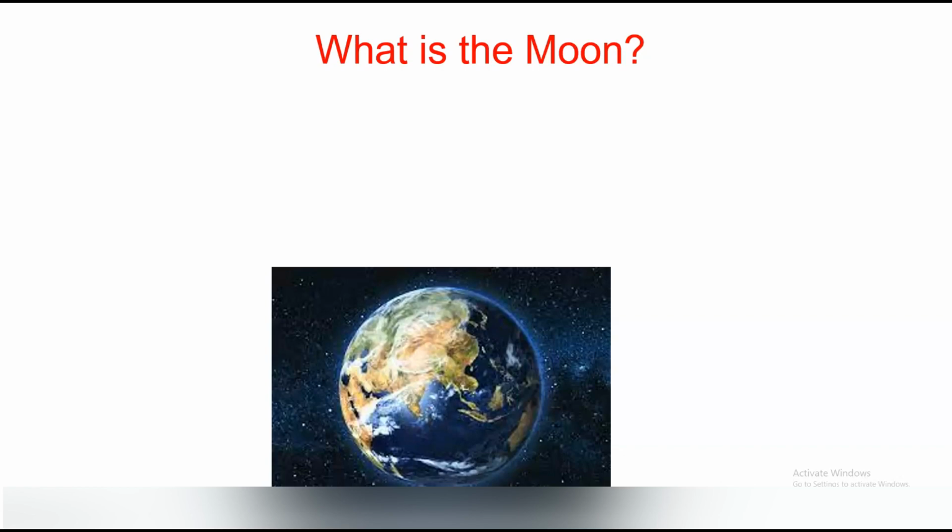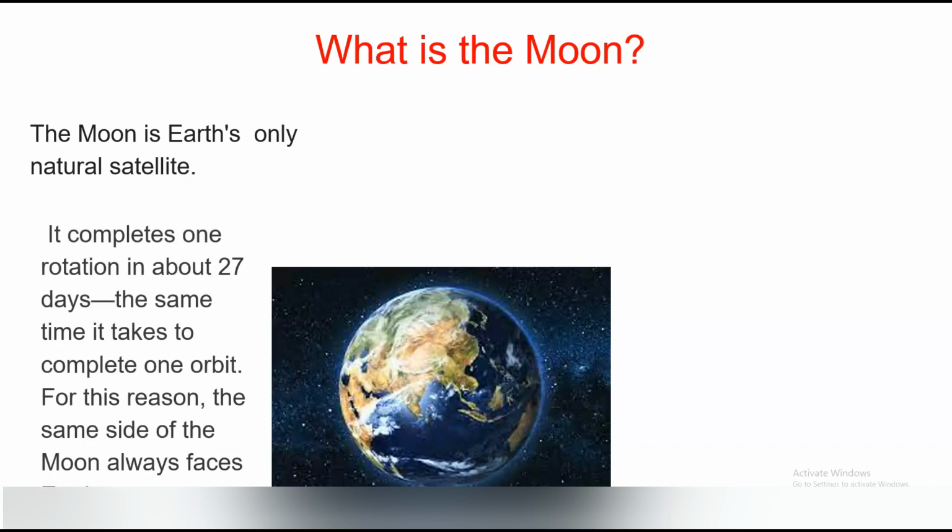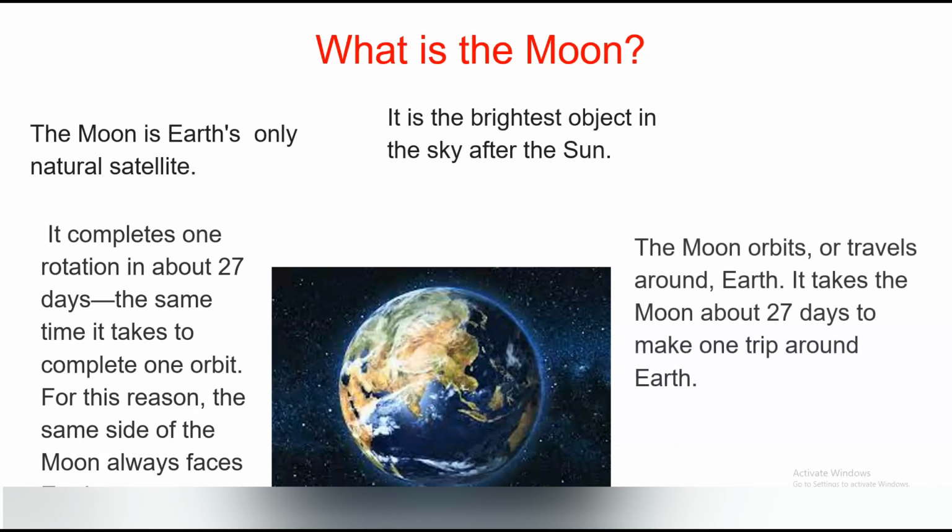And finally, what is the Moon? The Moon is Earth's only natural satellite. It completes one rotation in about 27 days, the same time it takes to complete one orbit. Because of this, the same side of the Moon always faces Earth. It's the brightest object in the sky after the Sun. The Moon orbits or travels around Earth. It takes the Moon about 27 days to make one trip around Earth.